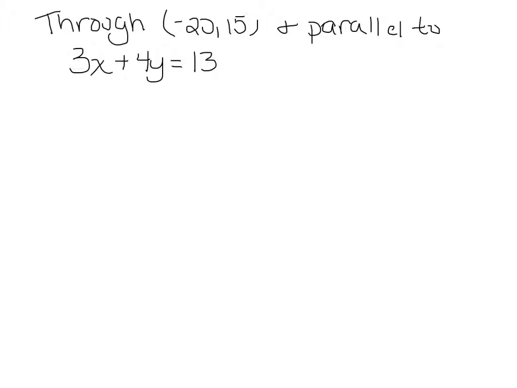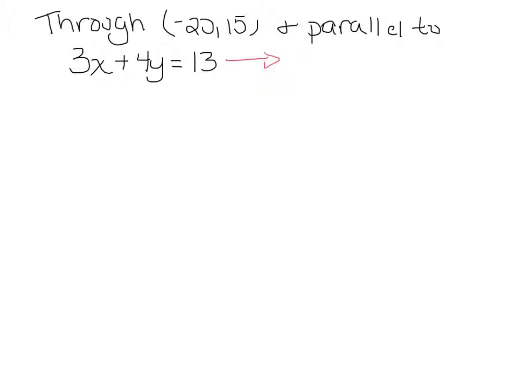In this problem, we're going to write an equation of a line through the given point and parallel to the given line. Now, in order to write an equation, we need two things. We need a point and we need the slope. Since we already have a point, let's look for the slope.